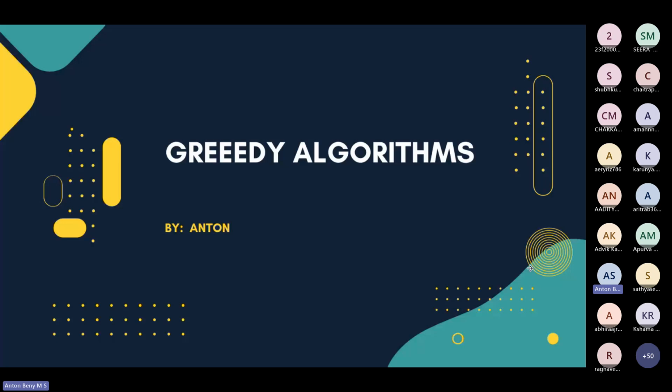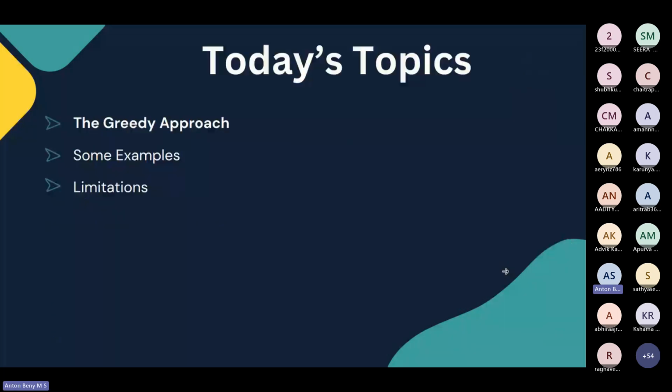Yeah, all right. So, hi everyone, my name is Anton, and today we'll be going through a pretty common type of algorithm that you will be encountering throughout your journey, and those are called greedy algorithms. So, let's get started. Today's topics: we'll discuss what the greedy approach is, and we'll look at some examples. There's not a lot of theory there, so we'll be going through more examples. And finally, we'll go through the limitations of the greedy approach.